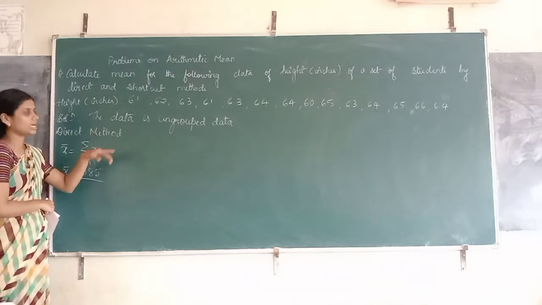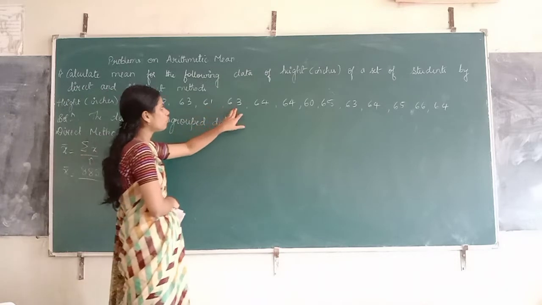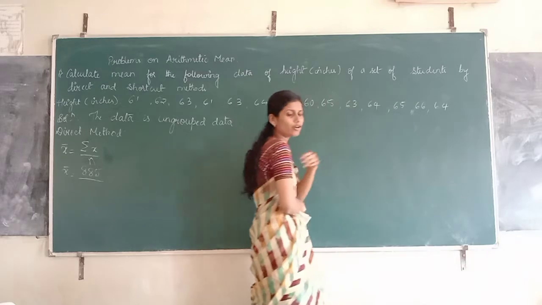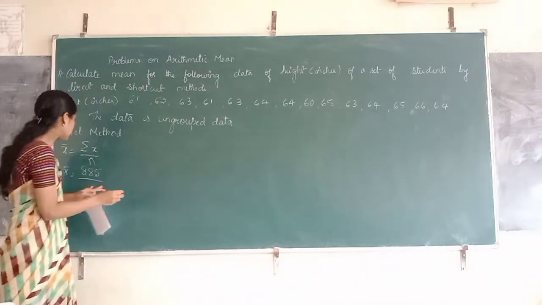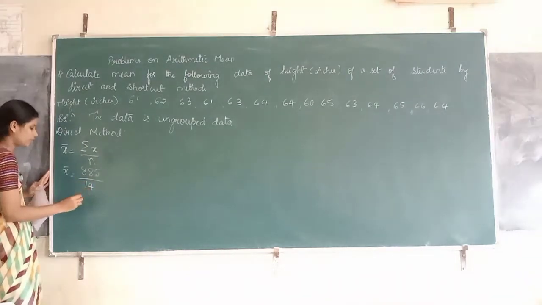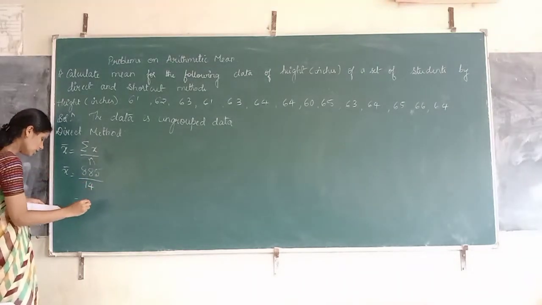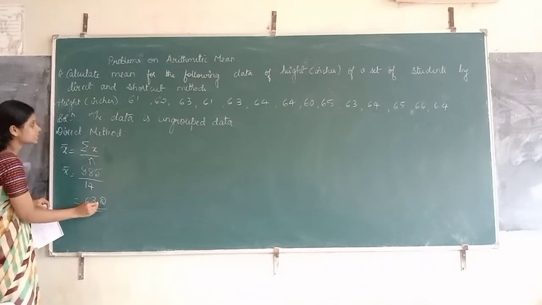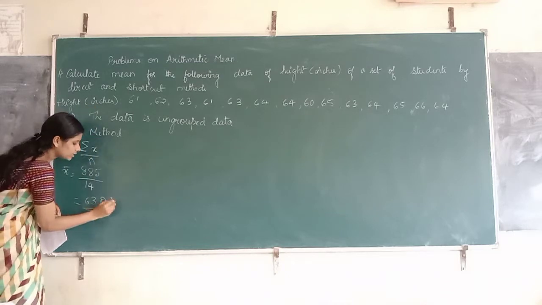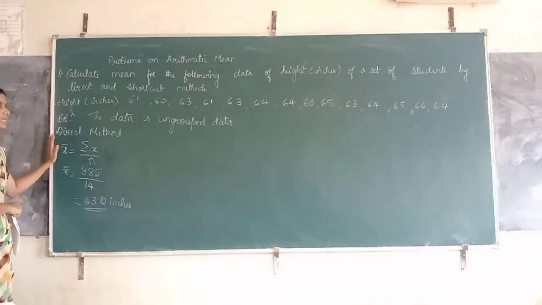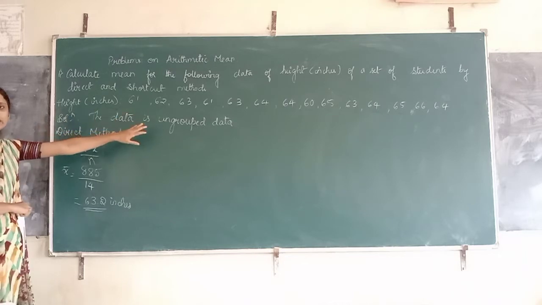How many observations are given? 1, 2, 3, 4, 5, 6, 7, 8, 9, 10, 11, 12, 13, 14. 14 observations are given. So n is equal to 14. So divided by 14. 885 divided by 14. When you calculate it, the answer comes to 63.2 inches. As height is stated in inches, so we are going to write it in inches. 63.2 inches. So this is how we are going to calculate mean under direct method, that too for ungrouped data.